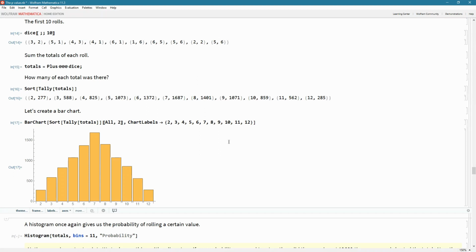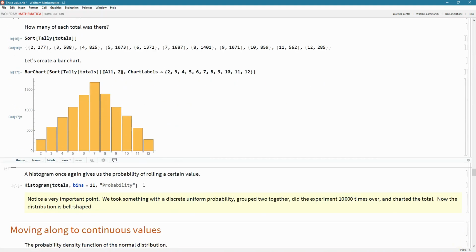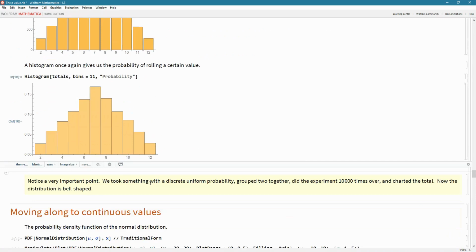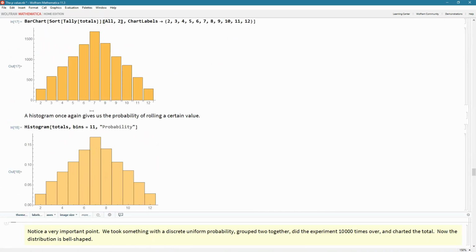So I take two things, each with equal likelihood of occurring, but if I do something to them, in this instance add the two values up, I get this distribution that is beautifully normally distributed. It's bell-shaped. And once again, I can express this as a probability. There we go. It was 1,687, and the probability of rolling a 7 was 0.1687. I rolled 10,000 times, and I take how many occurred, 1,687 divided by 10,000. That gives me the p-value.